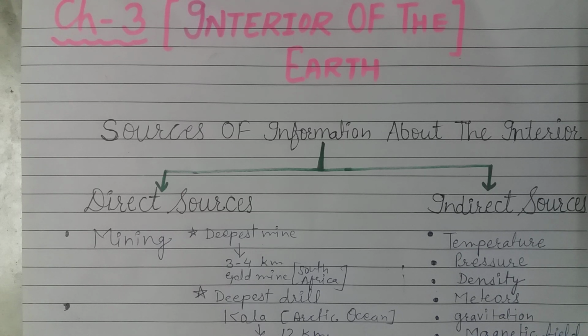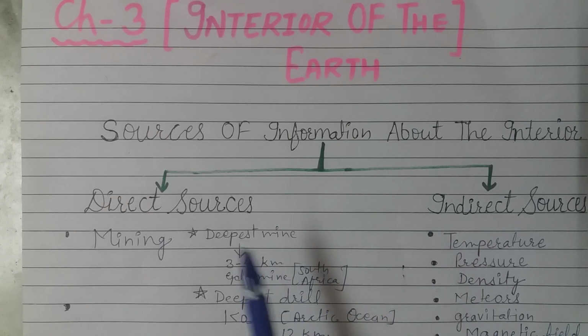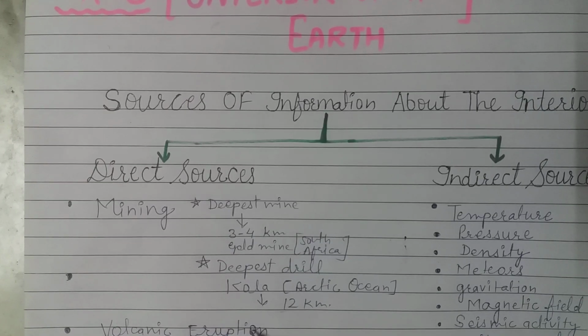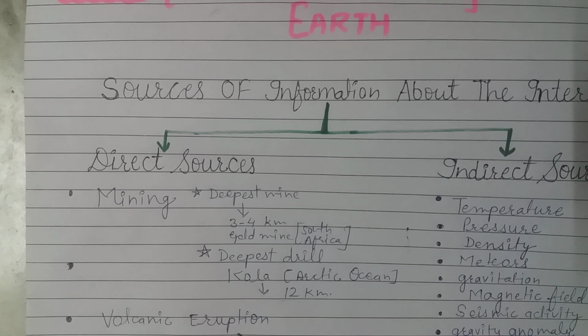But despite all this, information has been obtained through different direct as well as indirect observation and analysis of material. So we can divide the sources of information about the interior of the Earth into two parts: direct sources and indirect sources. There are two types of direct sources: mining and volcanic eruption.